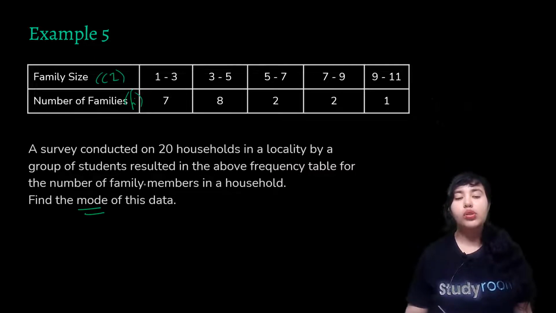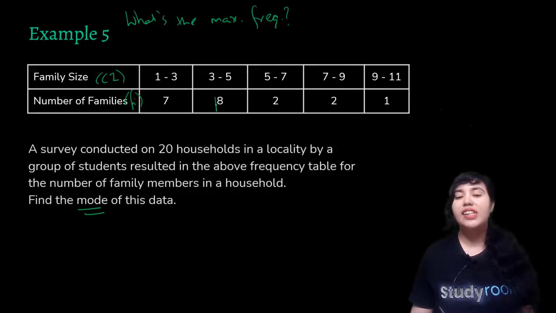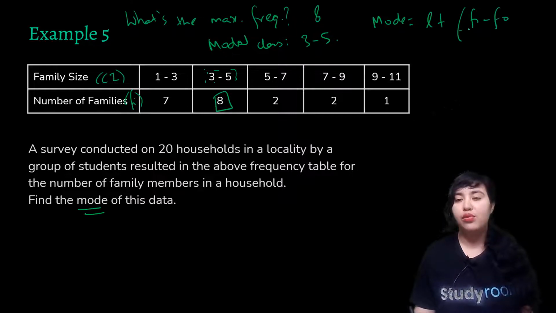To find out the mode, you need to identify the modal class first of all. What is the maximum frequency in this case? Look at the fi column and tell me what's the maximum frequency. Well, that is 8. So what will be the modal class? That is the class having this maximum frequency, that is 3 to 5. This is the modal class. Now what was the formula for mode? That was L plus F1 minus F0 upon 2F1 minus F0 minus F2, into h.